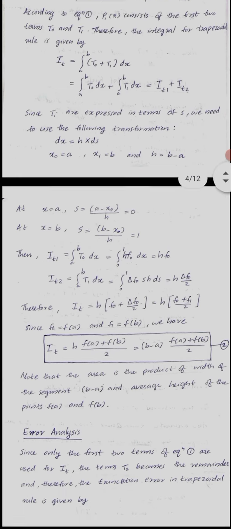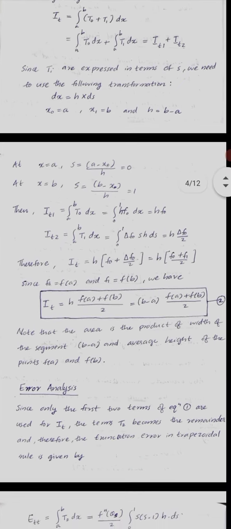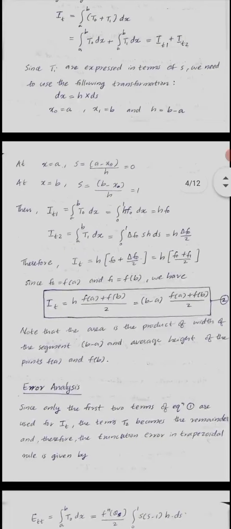Therefore, I_T equal to h into (f0 plus Δf0 by 2), equal to h into (f0 plus f1) by 2. Since f0 equal to f of a and f1 equal to f of b, we have I_T equal to h into (f of a plus f of b) by 2, equal to (b minus a) into (f of a plus f of b) by 2. Note that the area is the product of width of the segments, b minus a, and average height of the points f of a and f of b.